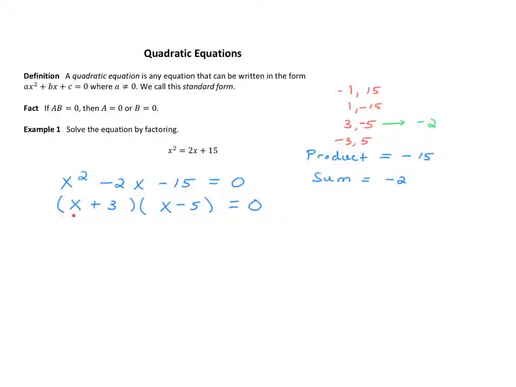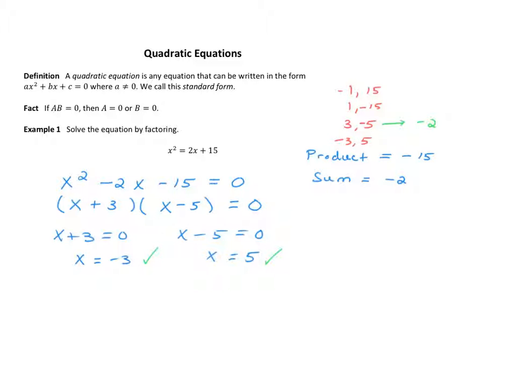But now, if I want to figure out where this equation is equal to 0, I can just look to each factor and see where those are 0. That is, where does x plus 3 equal 0? And where does x minus 5 equal 0? These are very easy equations to solve. You can just subtract 3 from both sides in the first one. You can add 5 to both sides in the second one. And here we have two solutions to this equation, negative 3 and positive 5.